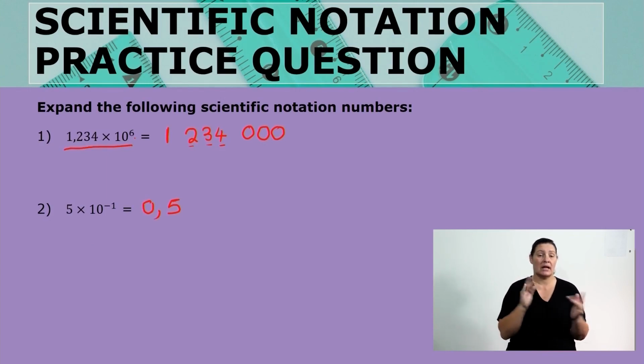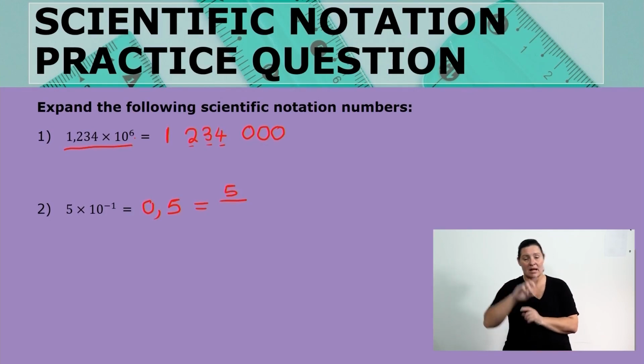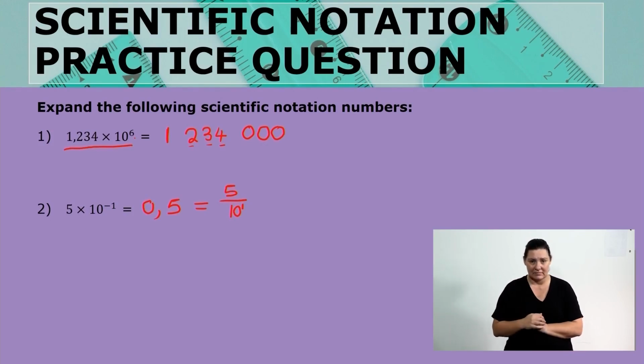But if you want to connect this with our exponential laws that we were working with, do you remember how to work with a negative exponent? Yes, that will become 5, and that 10 will go to the denominator, and our exponent will be positive. And 5 divided by 10 is the same as 0,5. Let's move on to the next one.